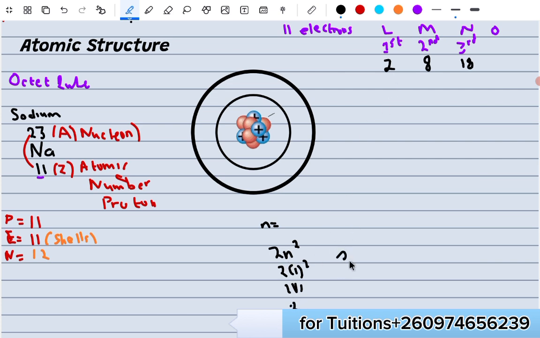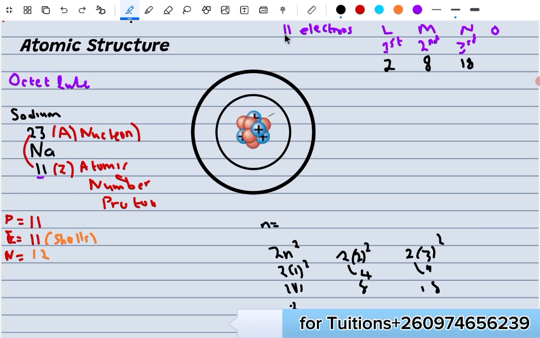And then in the second shell, you put 2 and then squared. So 2 squared is 4, and 4 by 2 is 8. In the third shell, you now put 3 here. 3 squared is 9, and 9 by 2 is 18. So this is the formula that we use: 2n squared. So the first shell can occupy a maximum of 2 electrons.